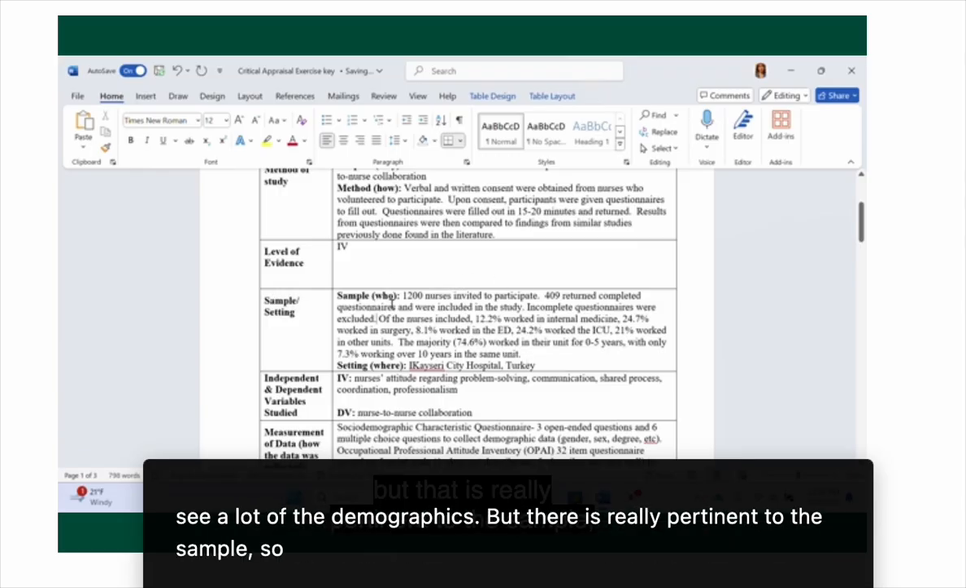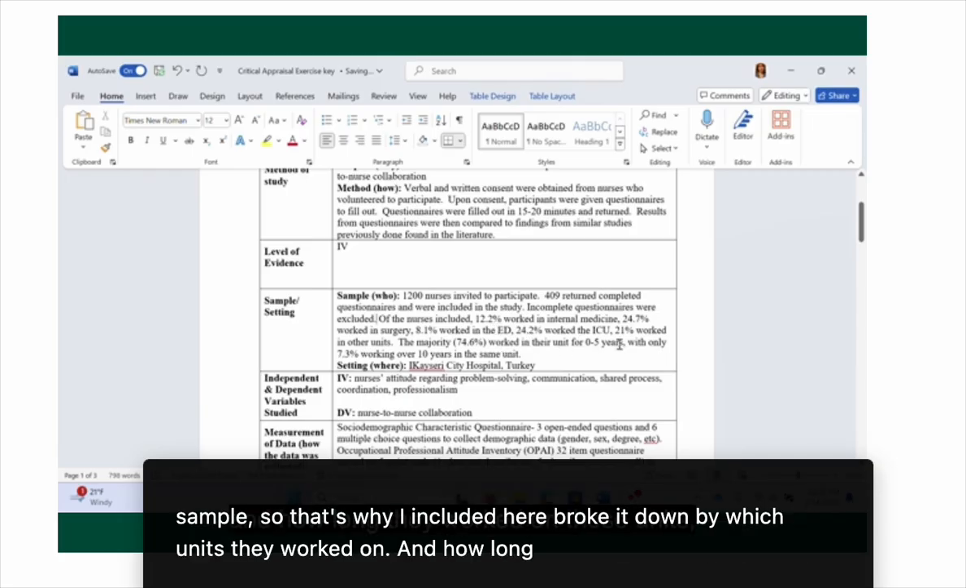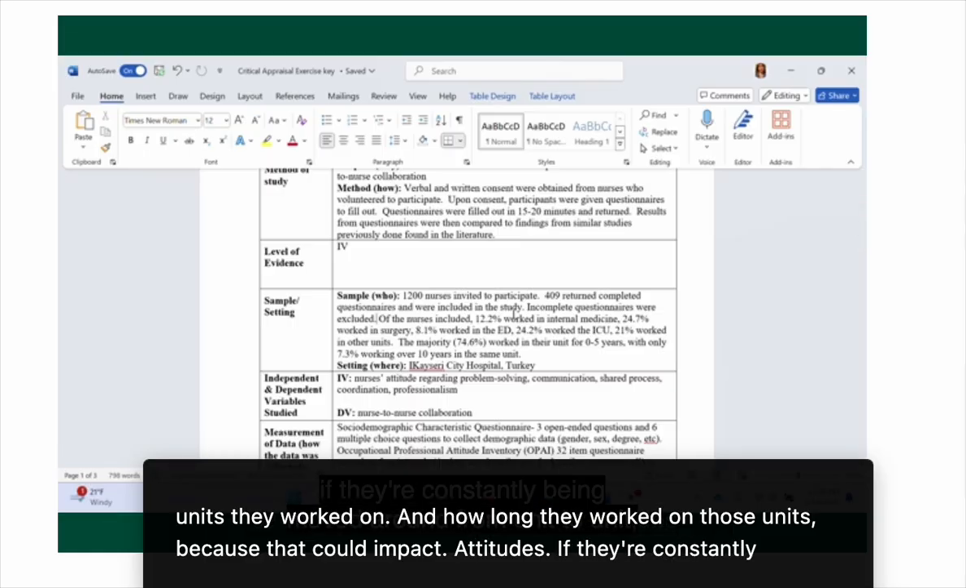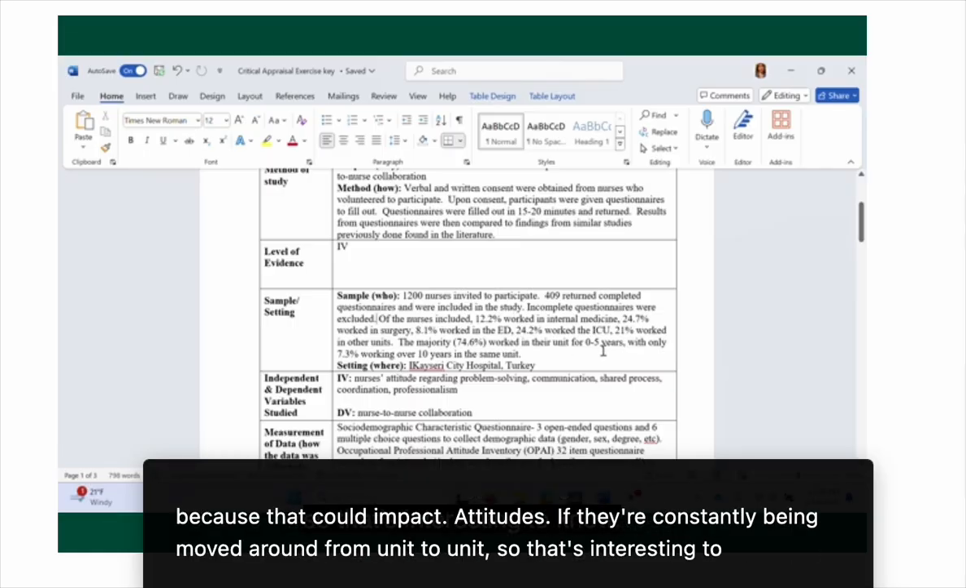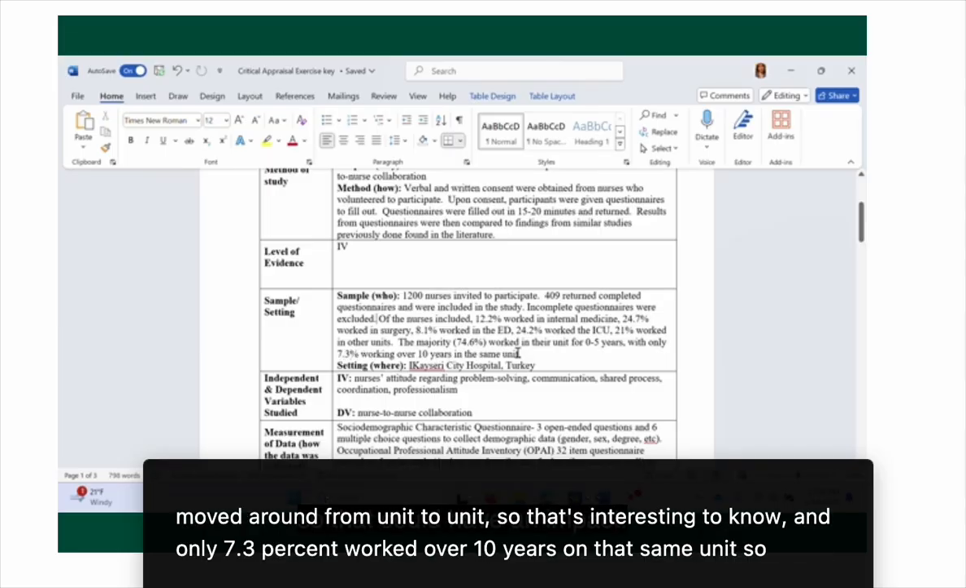I included it here because it's pertinent to the sample. It was broken down by which units they worked on and how long they worked on those units, because that could impact their attitudes if they're constantly being moved around from unit to unit. So that's interesting to know. And only 7.3% worked for over 10 years on that same unit. So that could have an impact.